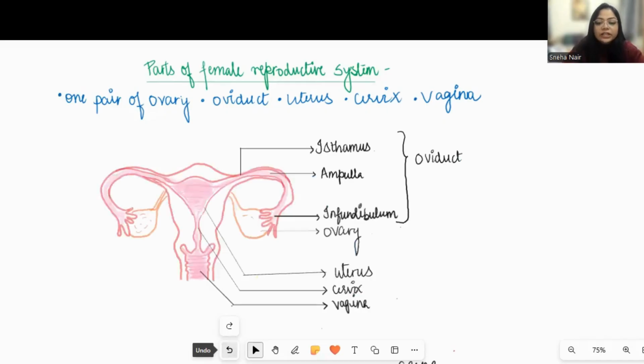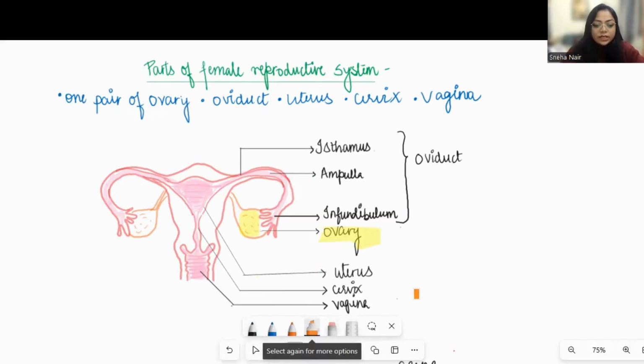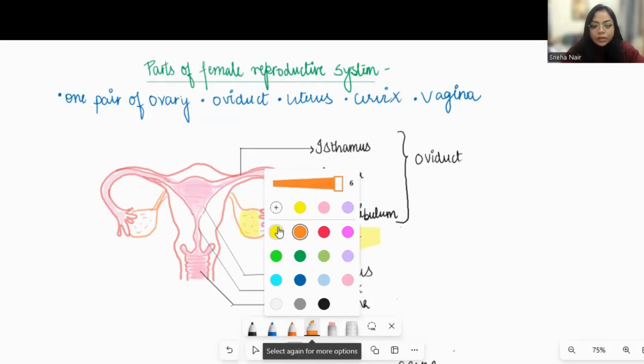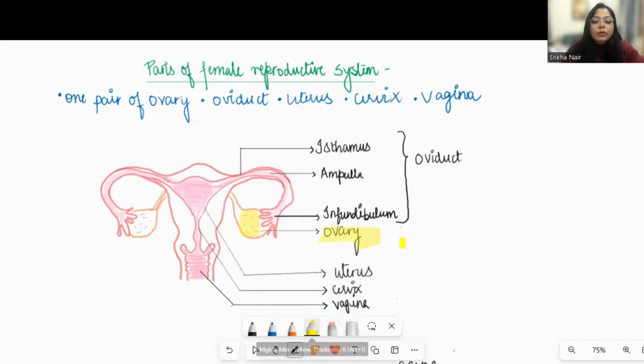But before that, just have a look at this diagram. In this diagram, as you can see, this represents various parts of the female reproductive system. There is one pair of ovaries that you can see here, one on the right, one on the left. And these ovaries are attached with the help of special ligaments.